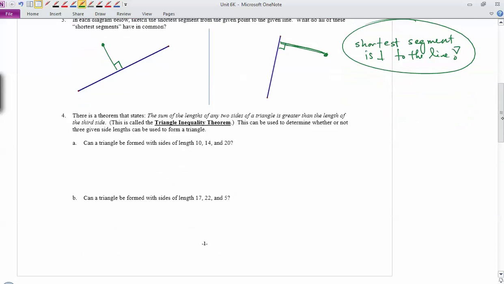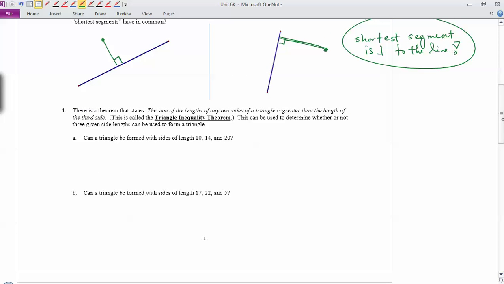Okay. In number 4, so this was related to a previous homework problem. There's a theorem that says the sum of the length of any 2 sides of a triangle is greater than the length of the third side. Okay, so it turns out that you can use that to check if you can form a triangle with 3 side lengths. You just check all the combos of 2 sides and compare it to the third side every time.